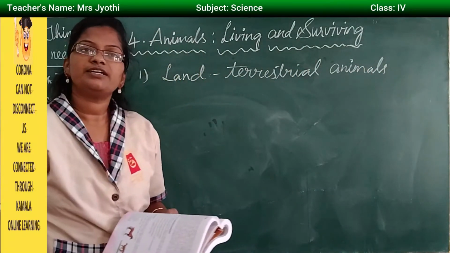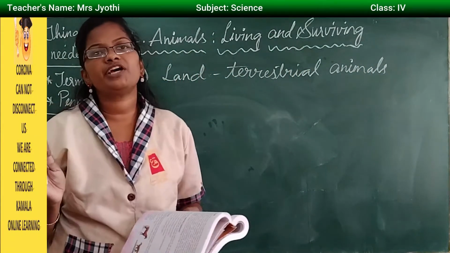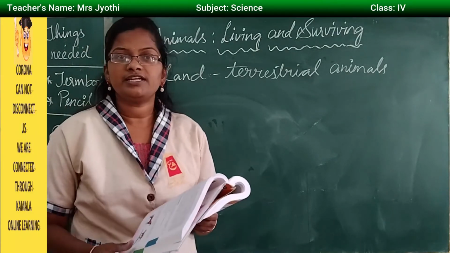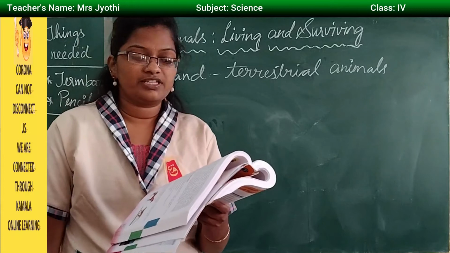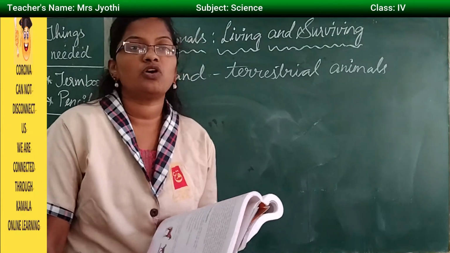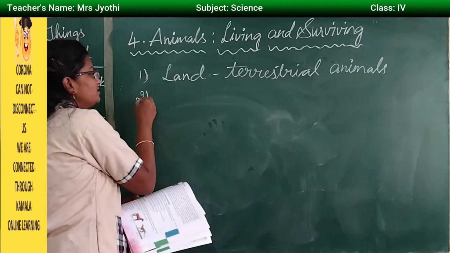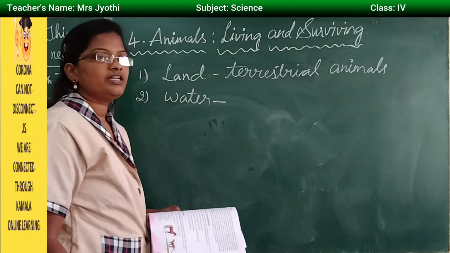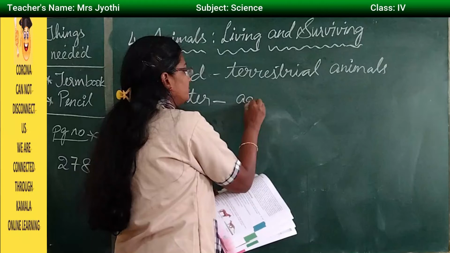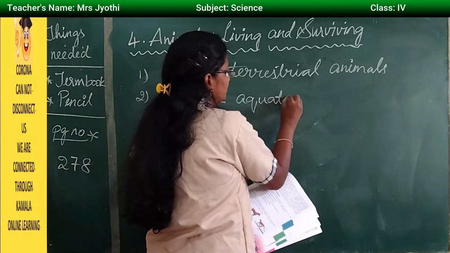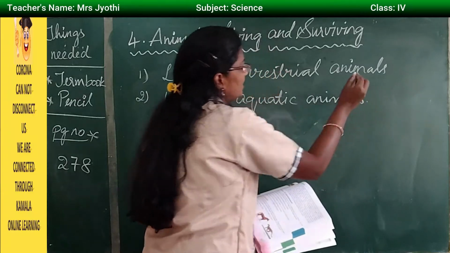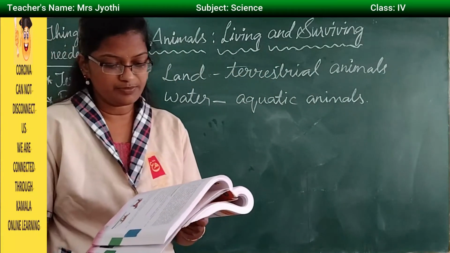They are called terrestrial animals. So most of the animals live on land, and they are called terrestrial animals. And the second one is animals that live in water. Animals that live in water are called aquatic animals.